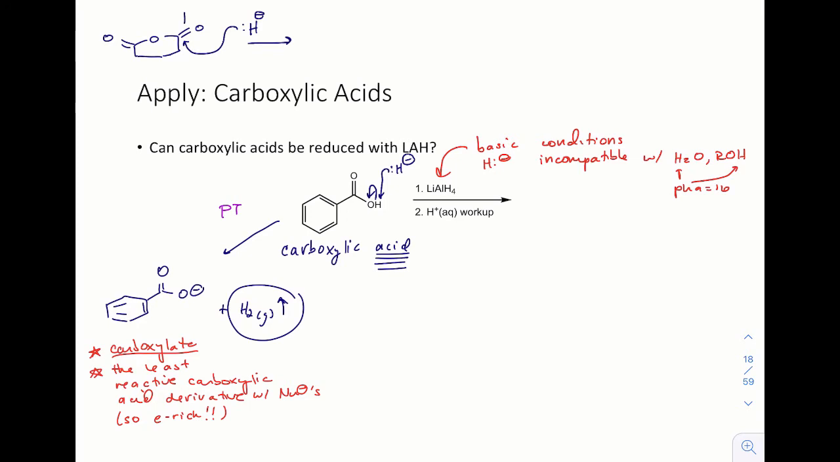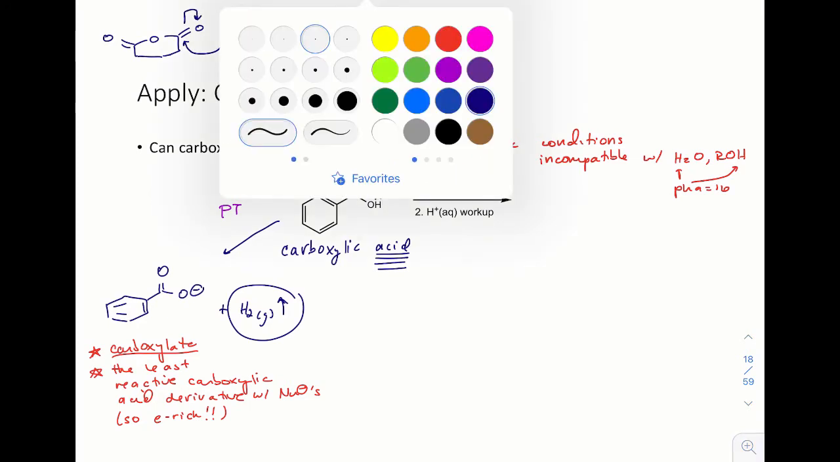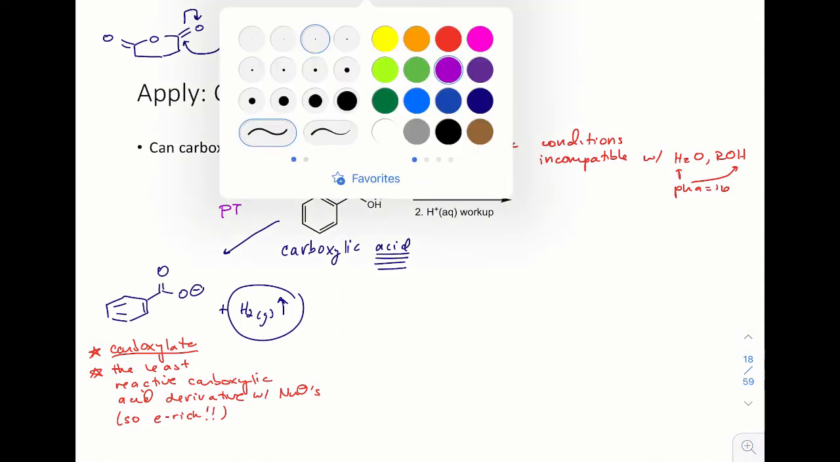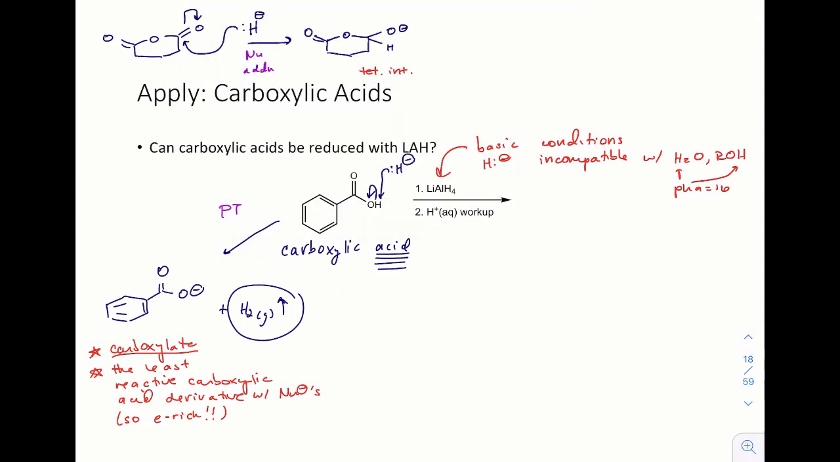abbreviating LAH as simply hydride, there is the first irreversible nucleophilic addition step, generating this tetrahedral intermediate, which has a good leaving group. The carboxylate is a good leaving group. So we'll show collapse of the tetrahedral intermediate, nucleophile elimination to generate this intermediate, where there's an aldehyde and a carboxylate. Oh, just a brief aside.